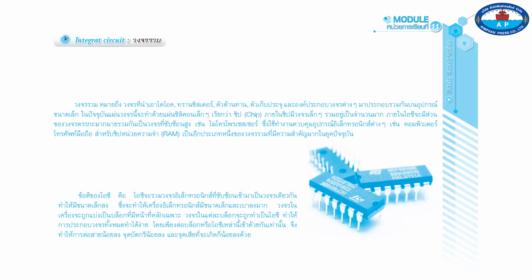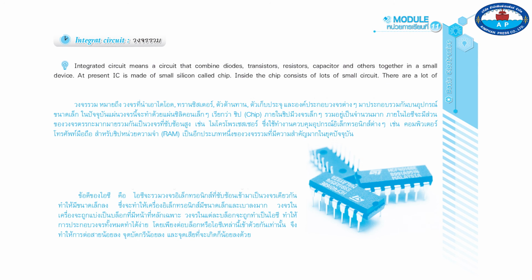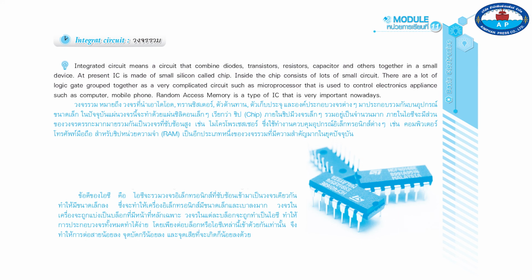Integrated circuit. An integrated circuit means a circuit that combines diodes, transistors, resistors, capacitors, and others together in a small device. At present, an IC is made of small silicon called a chip. Inside the chip consists of lots of small circuits. There are a lot of logic gates grouped together as a very complicated circuit, such as a microprocessor, that is used to control electronic appliances, such as computers and mobile phones.